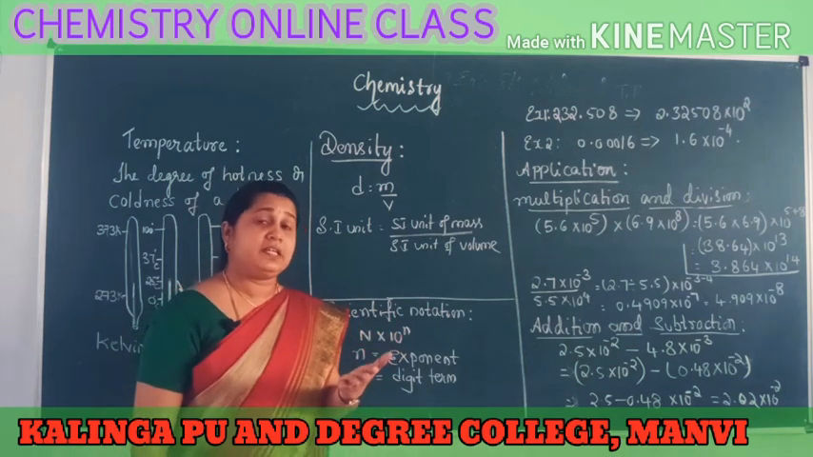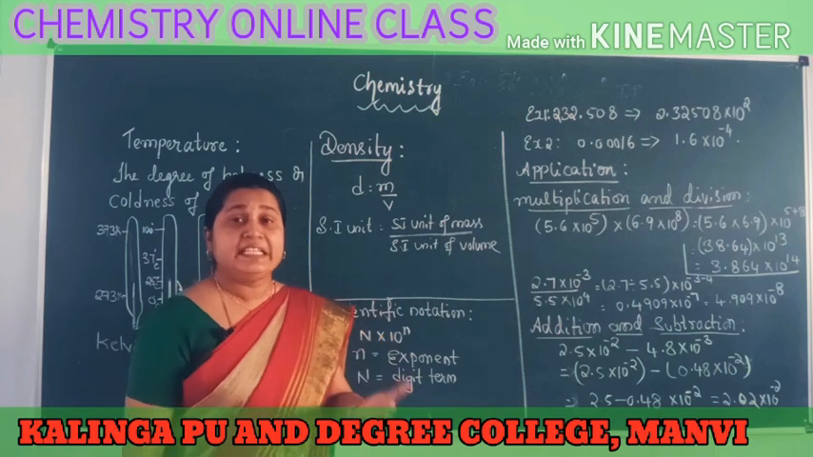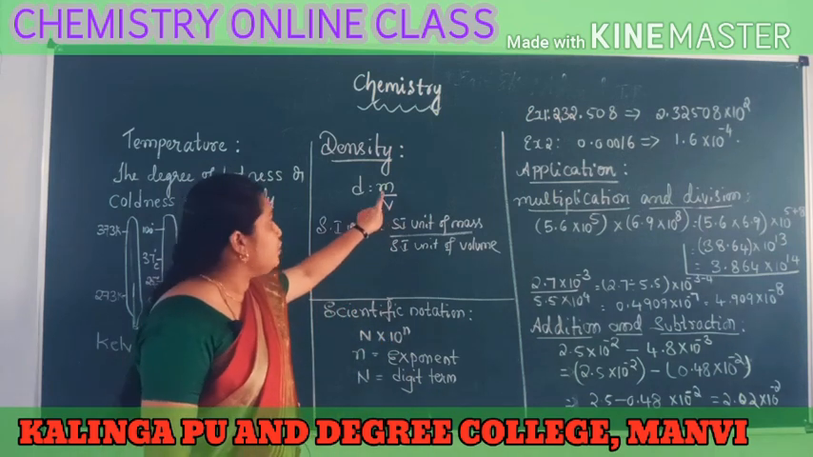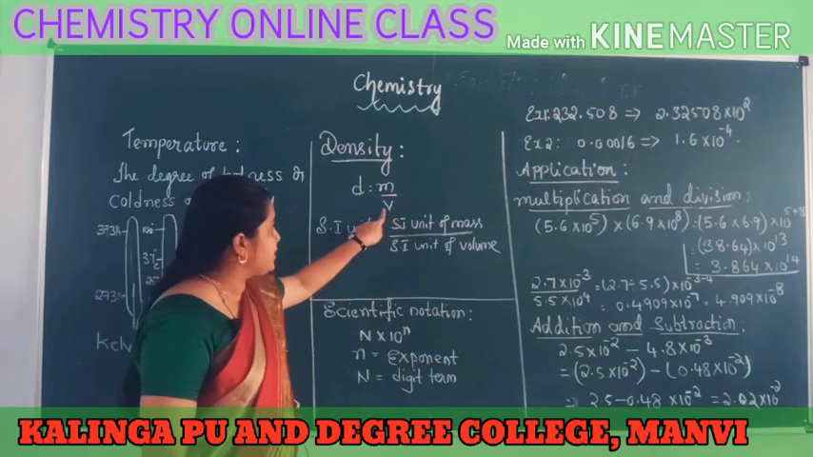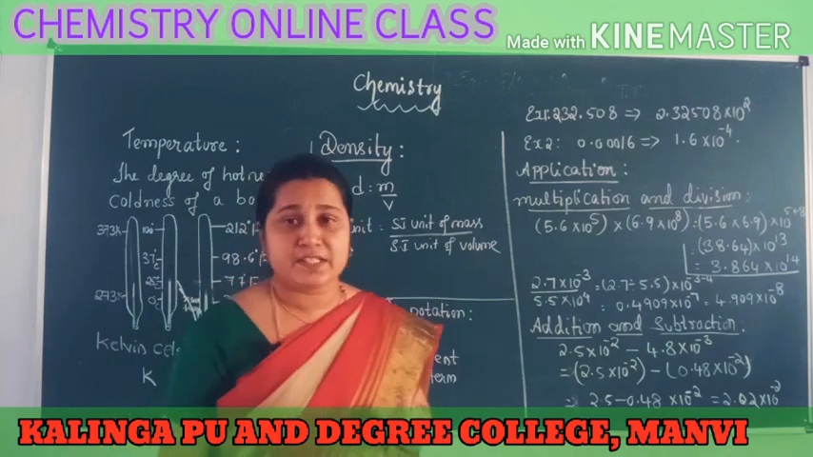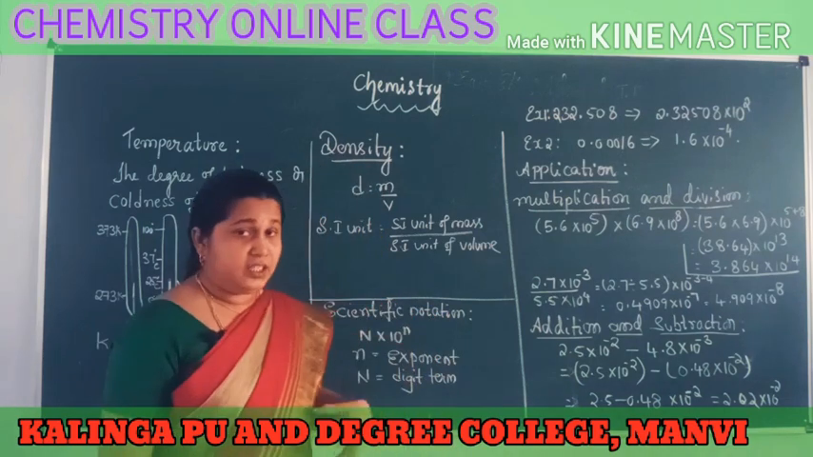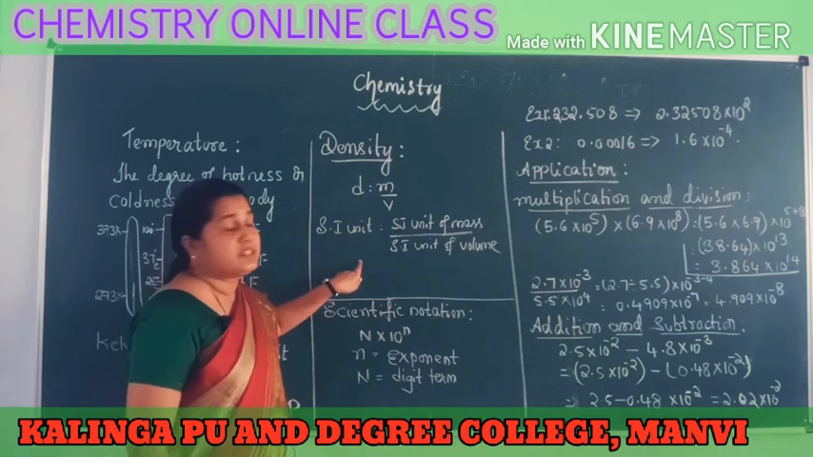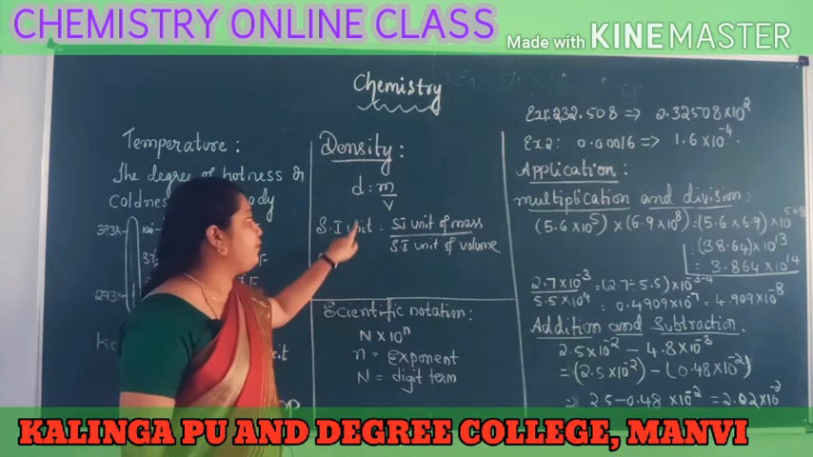You can get the density of the substance. Let us see what the units of that density are. The SI unit of density, the standard international unit of density, we will see that. When you are calculating the standard international unit of density, you have to take the standard international unit of mass by the standard international unit of volume.